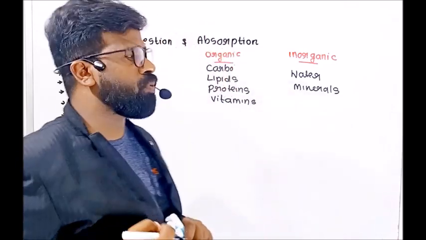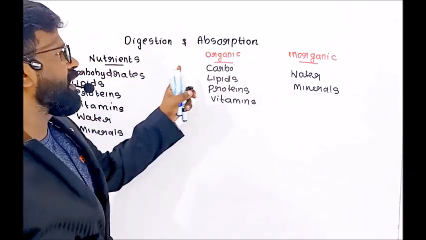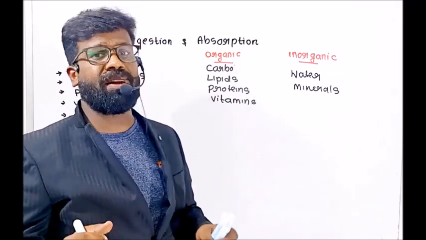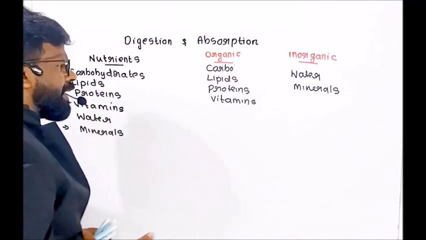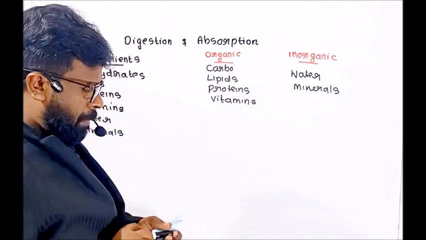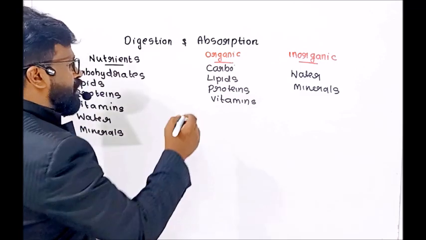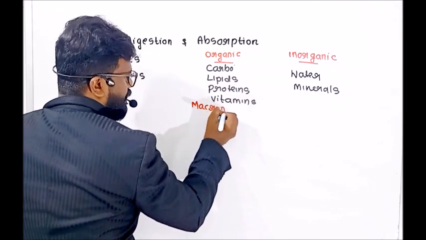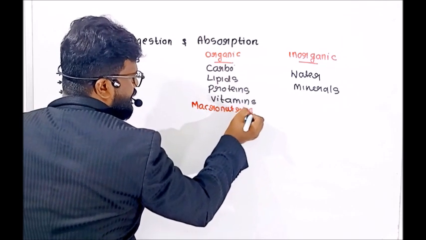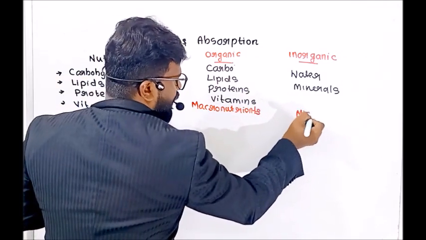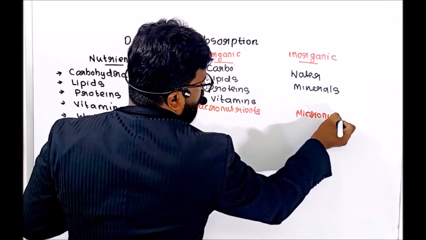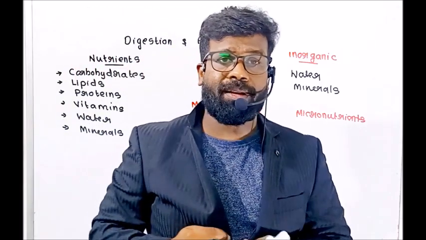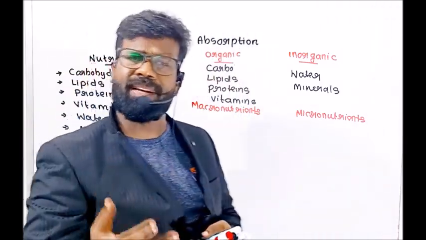So nutrients are of two types, organic and inorganic. Organic are carbohydrates, lipids, proteins and vitamins. Inorganic nutrients are water and minerals. Then again, nutrients are classified as macronutrients and micronutrients.